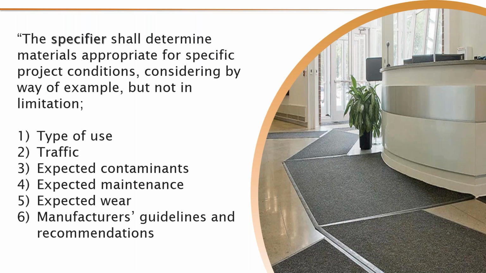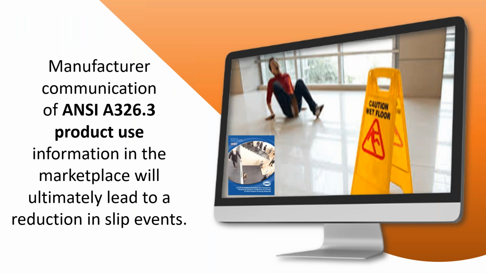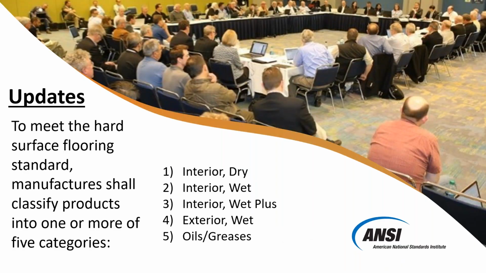ANSI A326.3, the standard for hard surface materials for determining the dynamic coefficient of friction, was revised recently to help those who are selecting products make sure that they're getting the proper selection. So what they did is they divided the products into 5 categories. There's interior dry, interior wet, interior wet plus, exterior wet, and oils and greases. Those are 5 different categories of products.